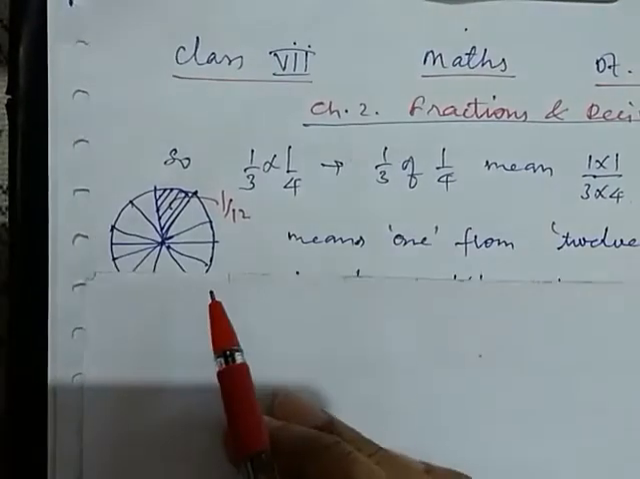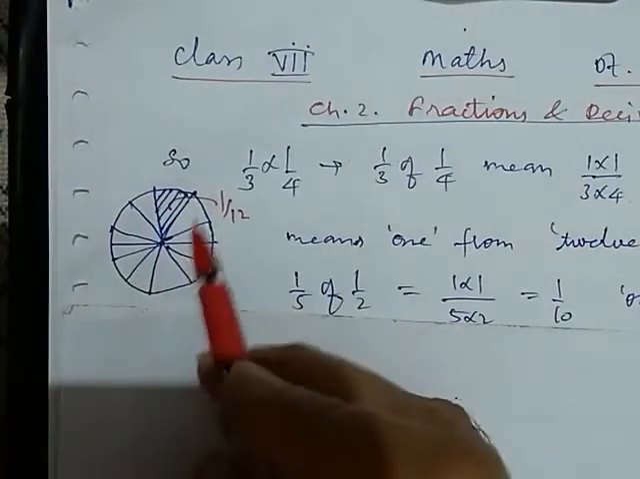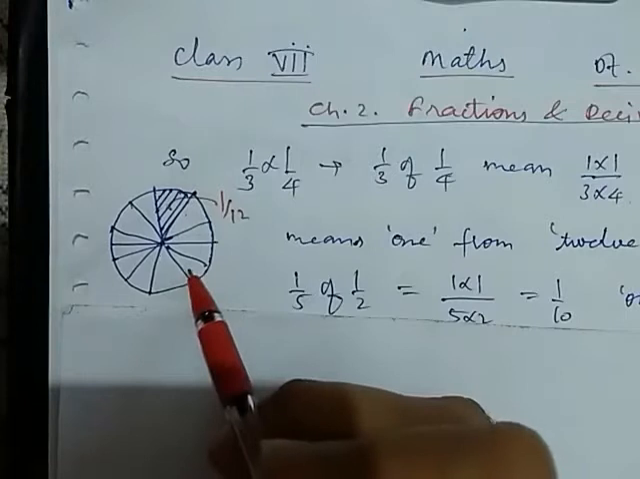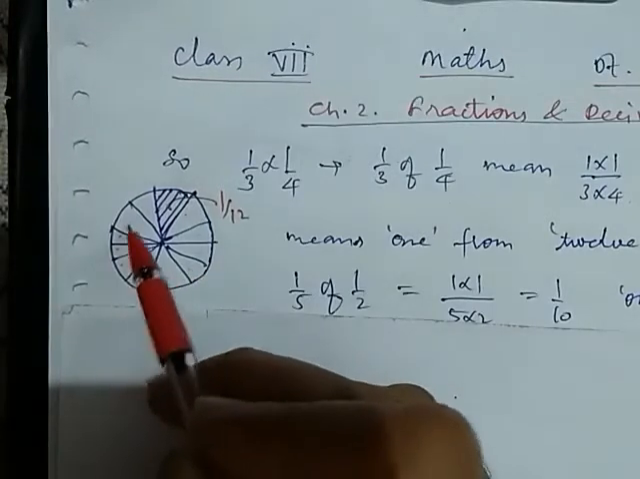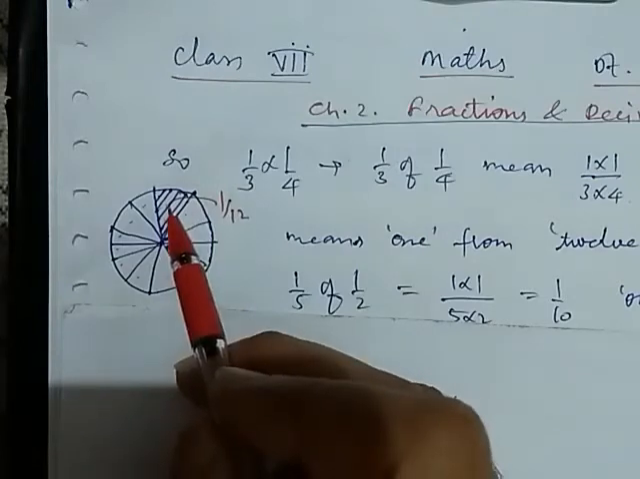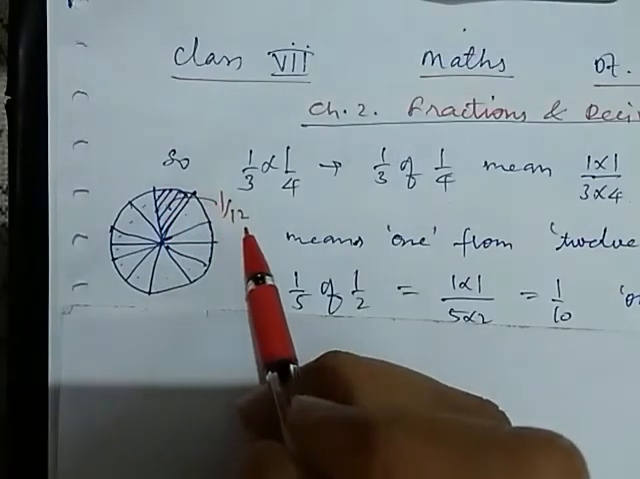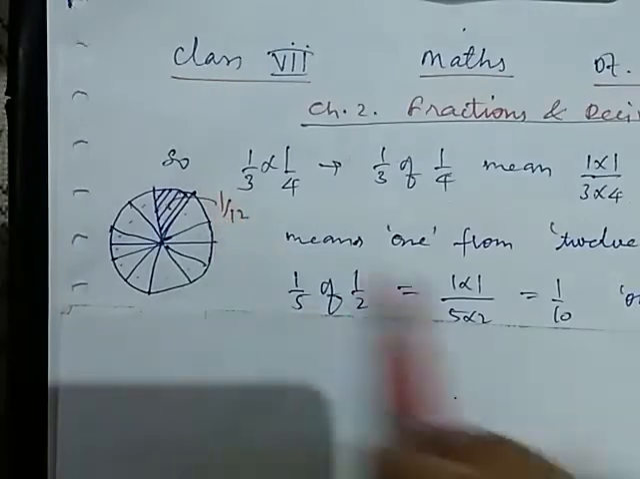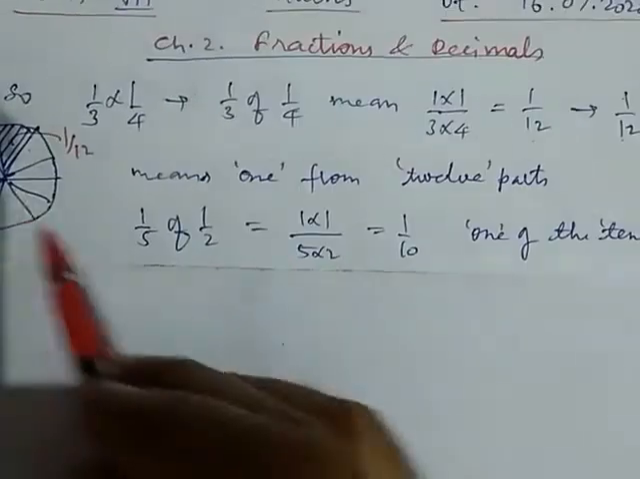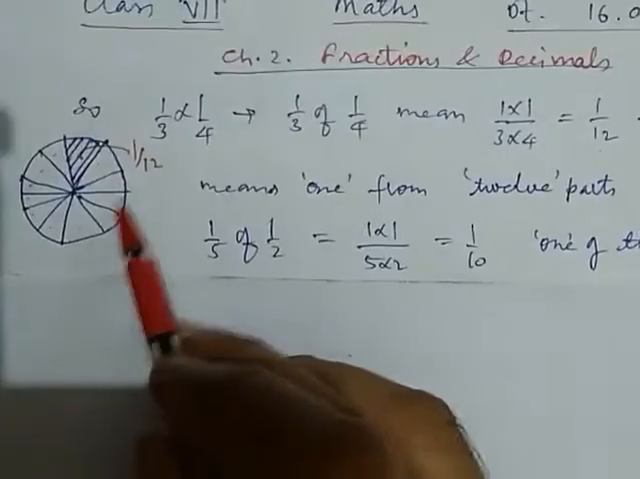Here we explain this by this figure. Here we make 12 parts: 1, 2, 3, 4, 5, 6, 7, 8, 9, 10, 11, 12, and consider only 1. So this one part is 1/12. 1 by 12 means 1 from 12 parts. This is clearly understood by this.